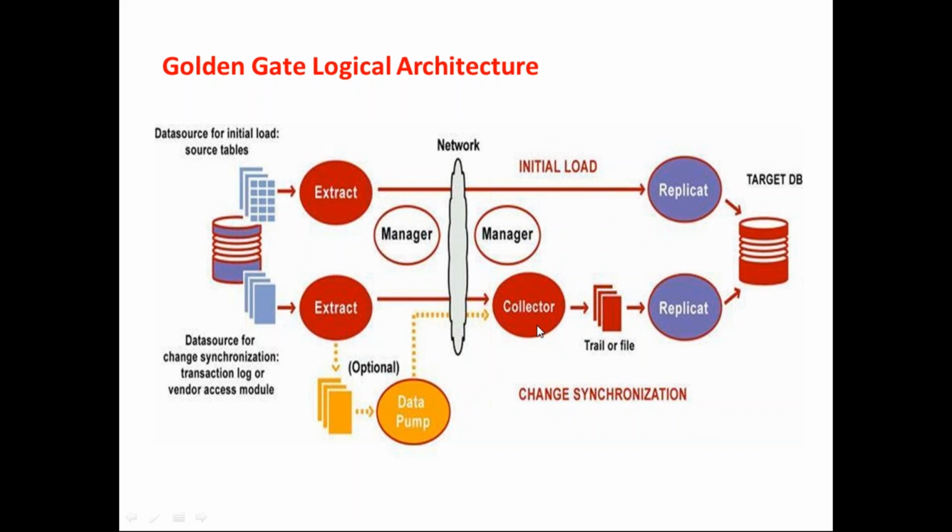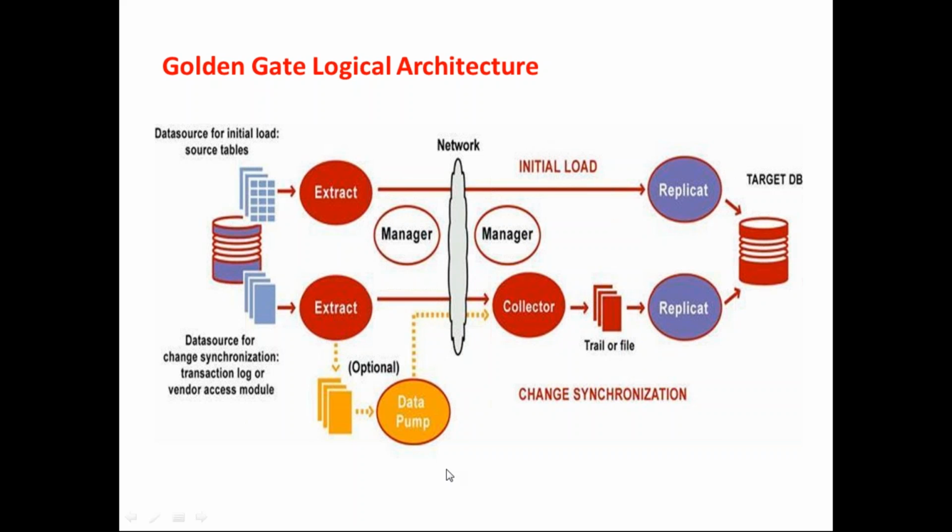So extract will send the data to the collector. Collector will put that into a trail file over here. Now, in case of chain synchronization, this trail file is mandatory on the target system. Replicat will read this trail file, convert the records into SQL commands and fire them on the target. Now you can see these optional components over here.